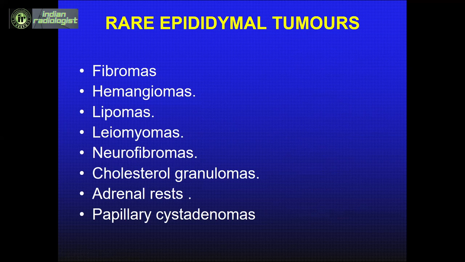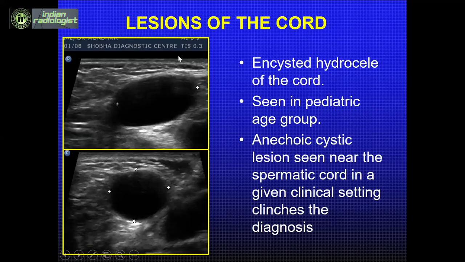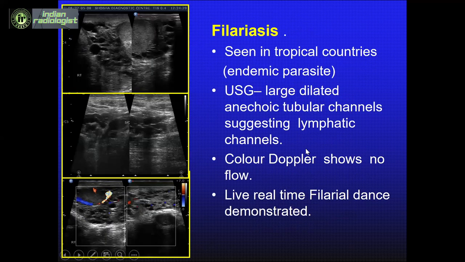There is a huge list of lesions lying within the epididymis, depending upon the connective tissue structures and fat lying there. We are not going to go into the details of the same. But there can be lesions lying in the cord. In the pediatric age group, an anechoic cystic lesion, you know that this is a bayonet shape entrapped within the cord. Unless proved otherwise, these are nothing but encysted hydrocele of the cord.